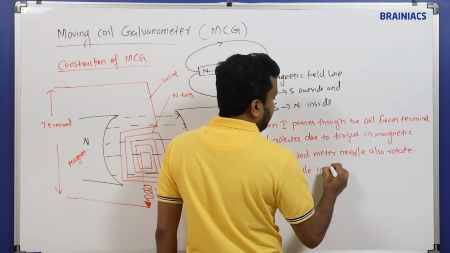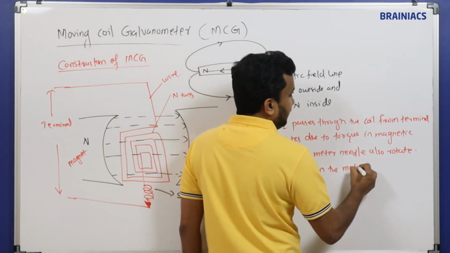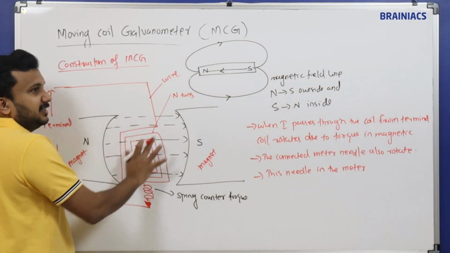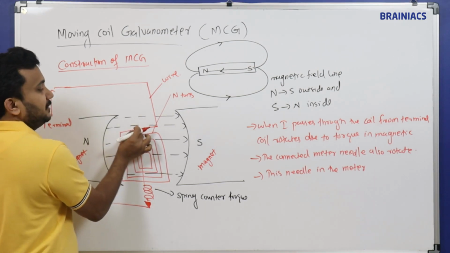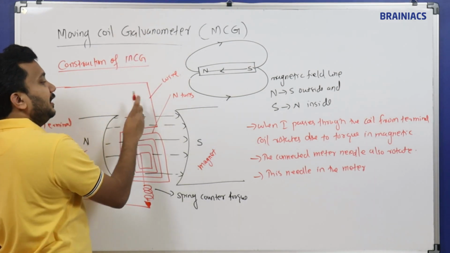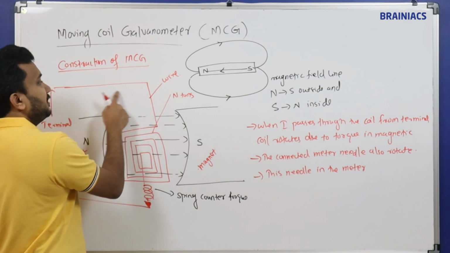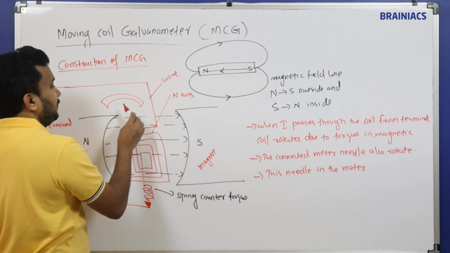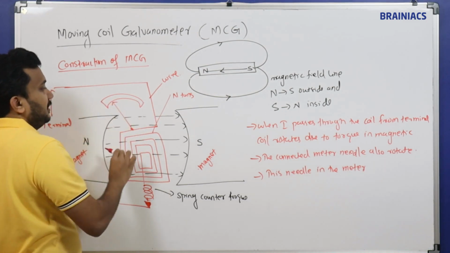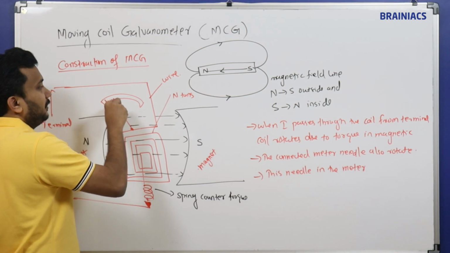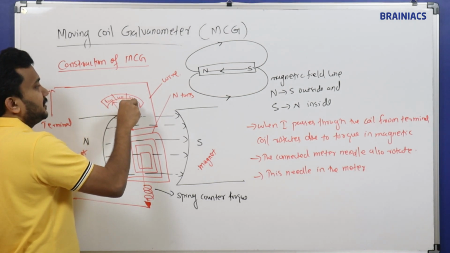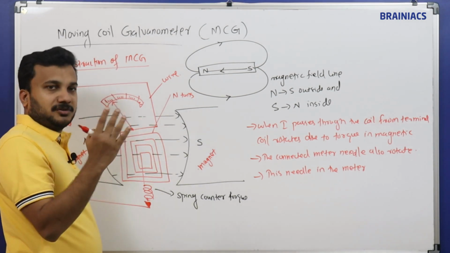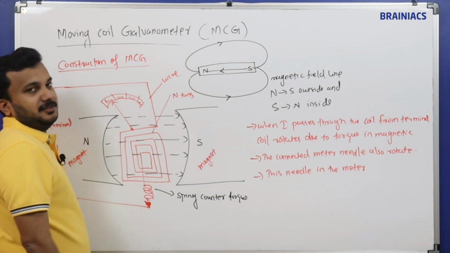This needle is connected with the meter scale. This is an inside structure. Outside, the coil is connected with a needle and there is a meter scale, something like this. The needle will rotate and it is connected with the meter scale like this. You can draw this. This is outside the box, what we can see, but this is inside the box.